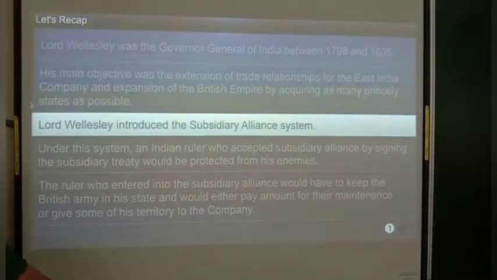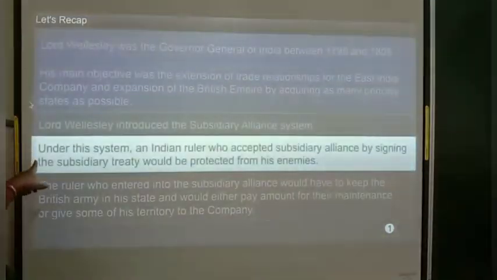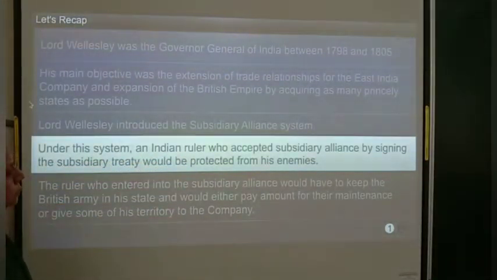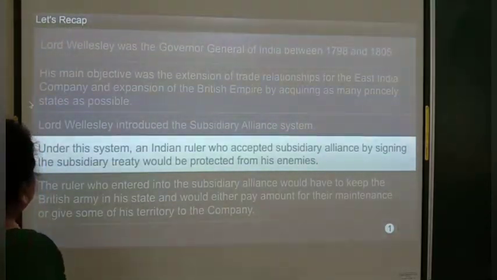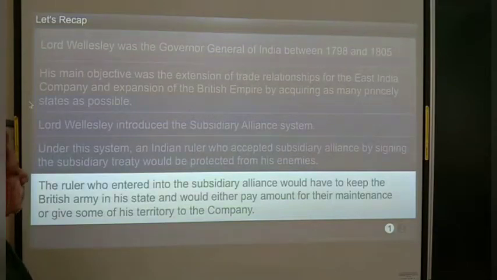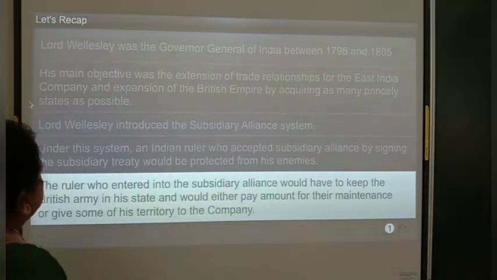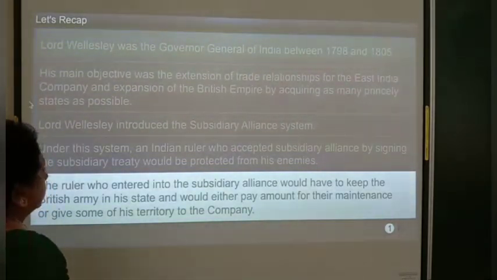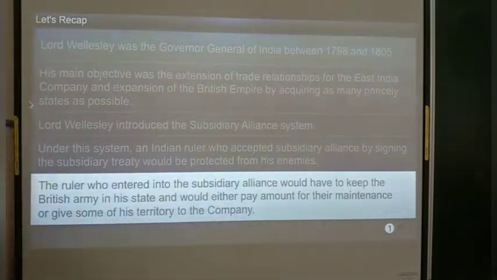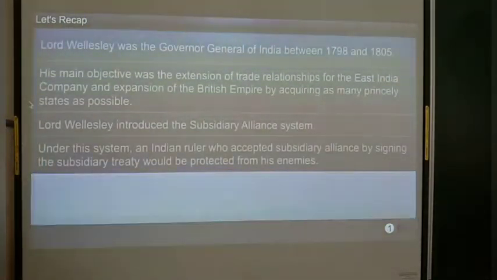Lord Wellesley introduced the subsidiary alliance system. Under this system, an Indian ruler who accepted subsidiary alliance by signing the subsidiary treaty would be protected from his enemies. The ruler who entered into the subsidiary alliance would have to keep the British army in his state and would either pay an amount for their maintenance or give some of his territory to the company.